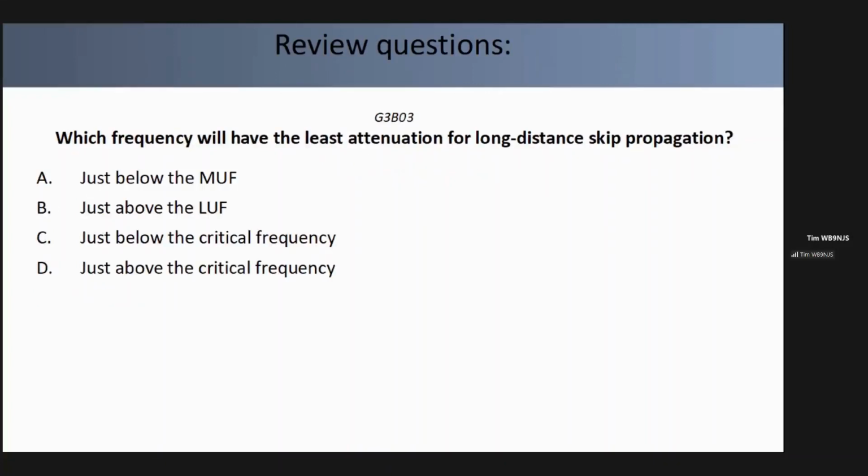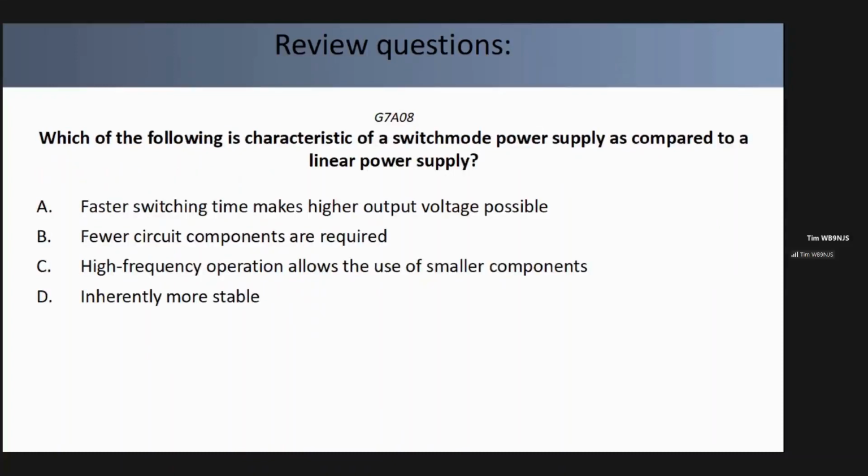G3, we talked about that a couple of weeks ago, and that's our RF radio wave propagation. Which frequency will have the least attenuation for long distance skip propagation? Well, we talked about the MUF, the LUF, the critical frequencies. Well, the answer is just below the MUF. When you get just nearly to the highest frequency, the maximum usable frequency, you'll find the least attenuation, and that's what you want for long distance skip propagation.